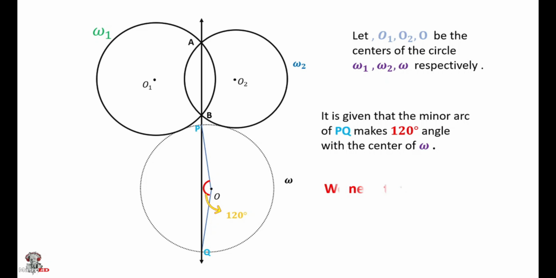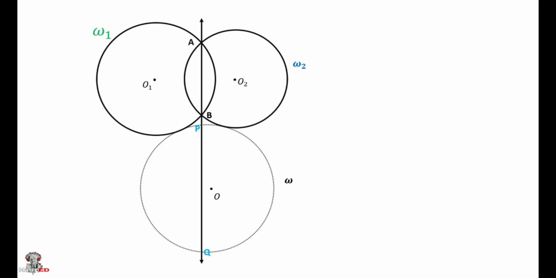In this problem, it's asked to find the length of O1O2, or more precisely the distance between the centers of omega 1 and omega 2. Now I should draw a triangle that has O1, O2 and O as its vertices. Now see that AB is the radical axis of omega 1 and omega 2. So we can say that O1O2 is perpendicular to AB.